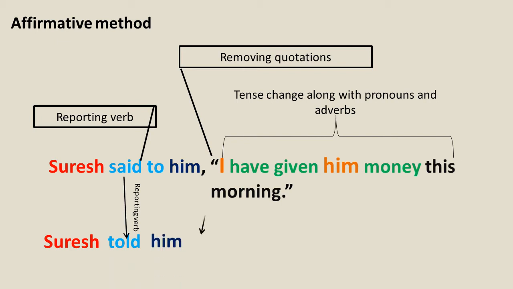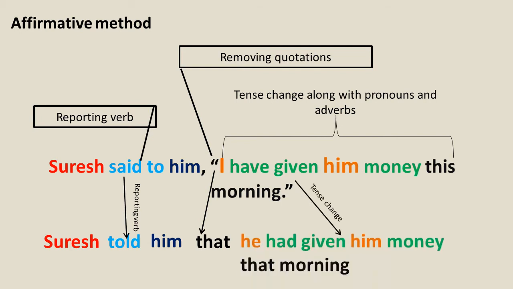Coming to the second step, removing quotations, you have to remove the quotations. In their place, you have to use one conjunction according to the method. And here the conjunction is that. The third and fourth steps are nothing but tense change along with pronouns and adverbs. Let us see the third and fourth steps at a time.